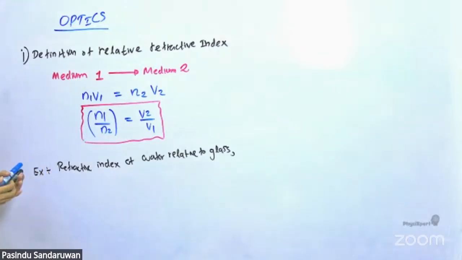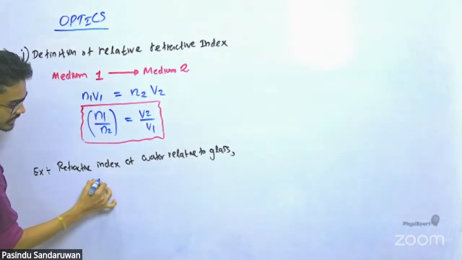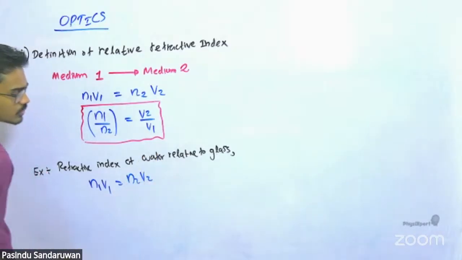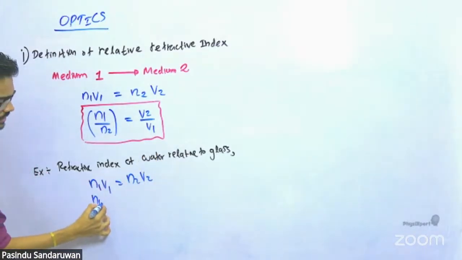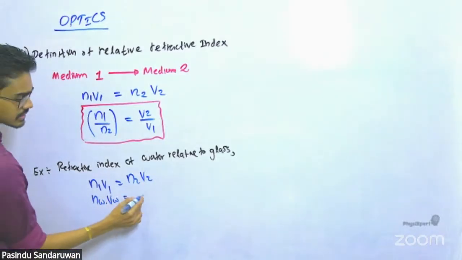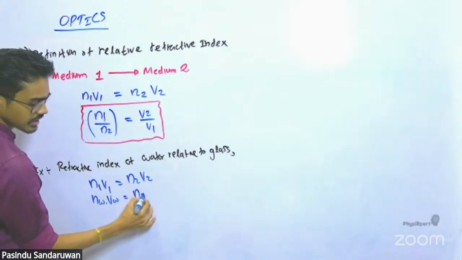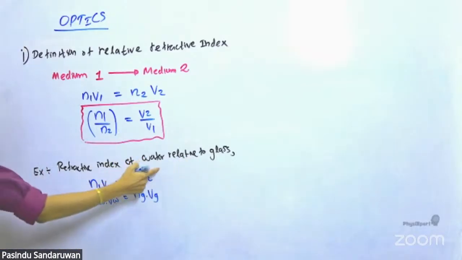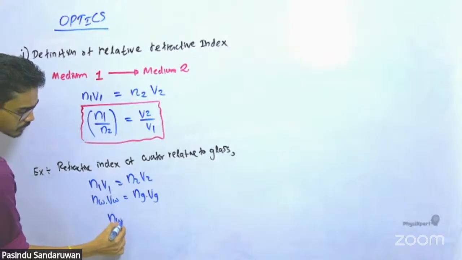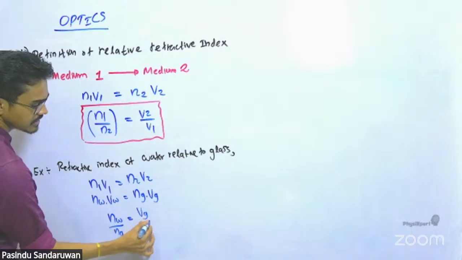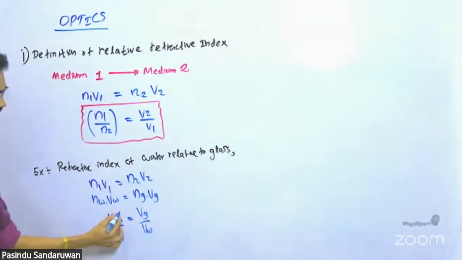For such cases, if you need to build up the equation, we know n1 v1 equals n2 v2. Let's consider this side as water. Then nw vw equals ng vg. Now as this refractive index, what you need to find is water to glass, then nw to ng, that is given by vg to vw. What we need is this.